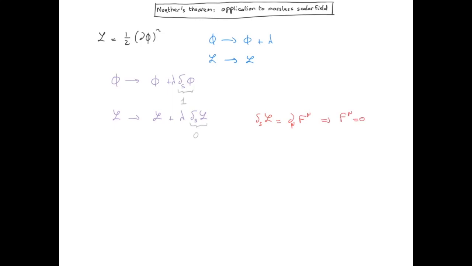And we can now write Noether's current. So this is 1, this is 0, and this we can easily calculate from the expression of the Lagrangian. So let's verify that this is indeed a conserved current.